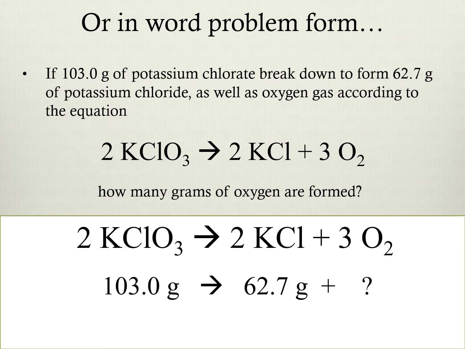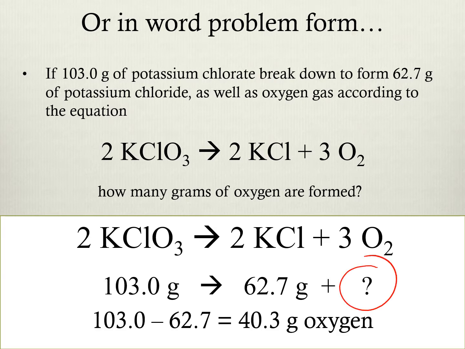Plugging these numbers in here, it tells us that if we have 103 grams of KClO3, and it breaks down to 2 parts, one of which is a 62.7 gram sample of KCl, what's the last part going to be? How much is the actual oxygen going to weigh? Plug your numbers in, do 103.0 minus the 62.7, and the remaining piece that's left over has to be the other 40.3 grams, and that's what the oxygen weighs. That's really all you did in balancing. Now you're just doing it with real numbers.